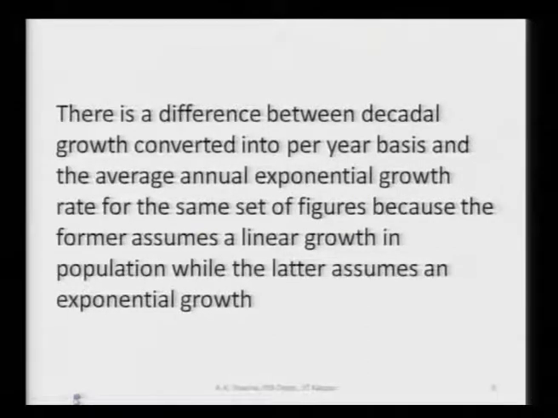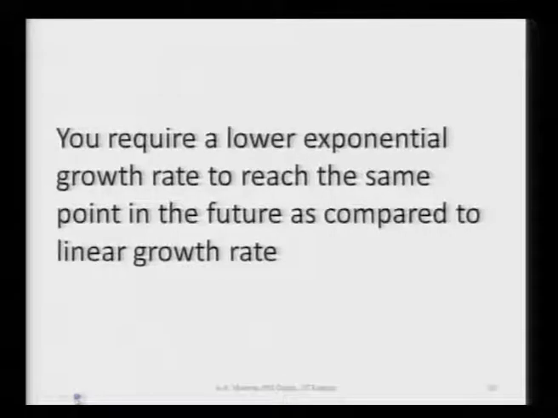There is a difference between decadal growth converted into per year basis and the average annual exponential growth rate for the same set of figures, because the former assumes a linear growth in population while the latter assumes an exponential growth. You require a lower exponential growth rate to reach the same point in the future as compared to linear growth rate. Now, what is natural growth rate, the third type of growth rate?